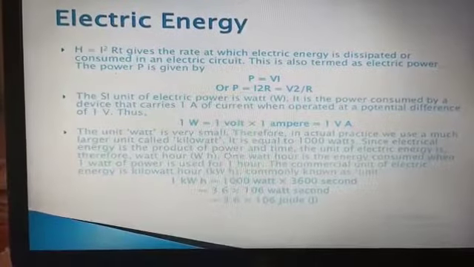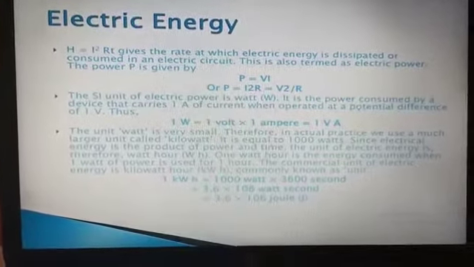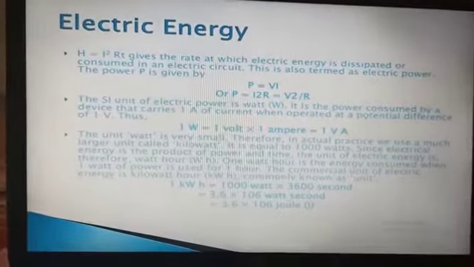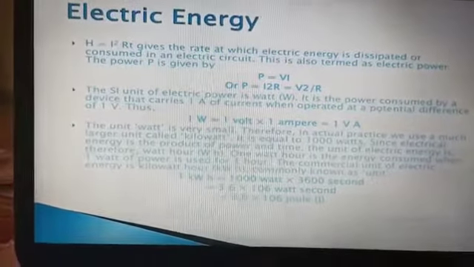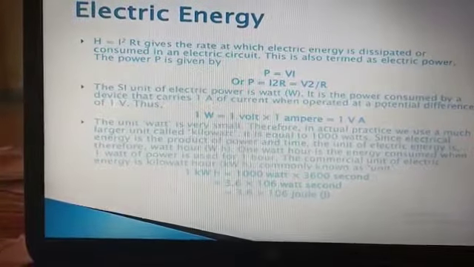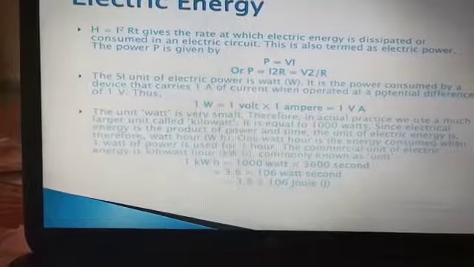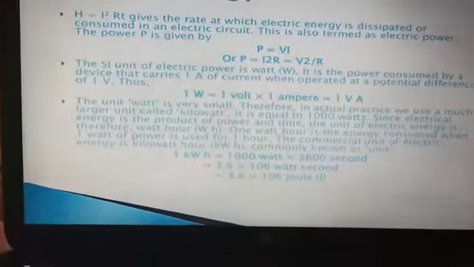The power is capital P and it is given by P is equal to V into I, where V is potential difference and I is current. Or we can also write P is equal to I square R or V square by R. The SI unit of electrical power is watt.